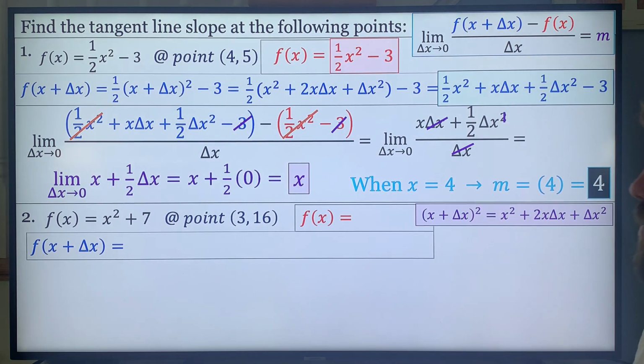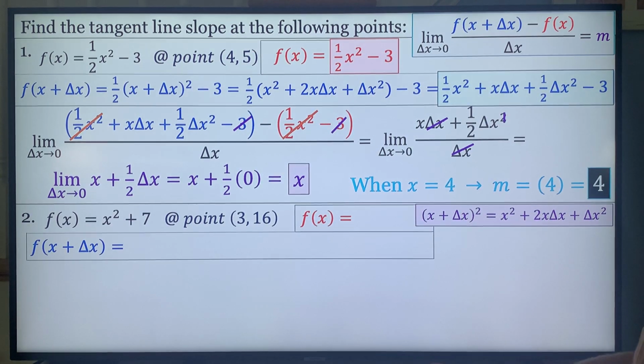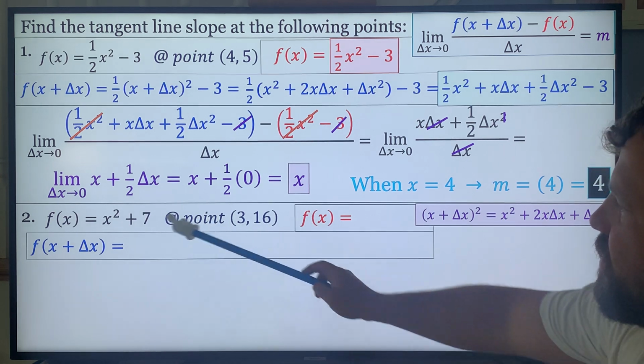Now, let's move on to problem 2. Another easy problem right here. f of x is given.